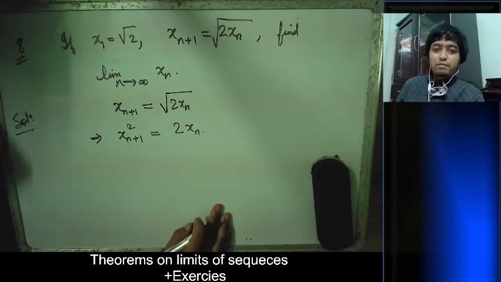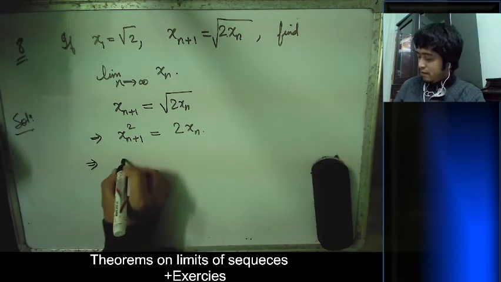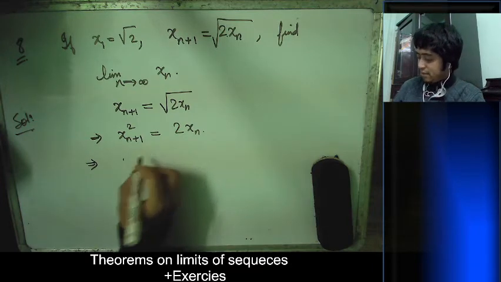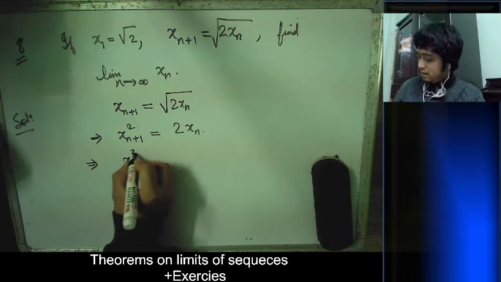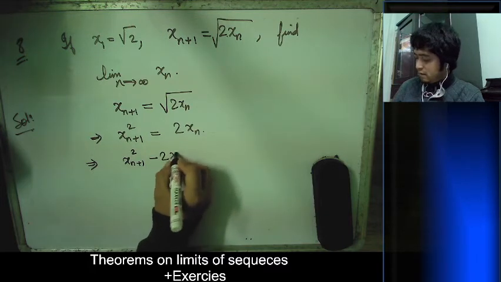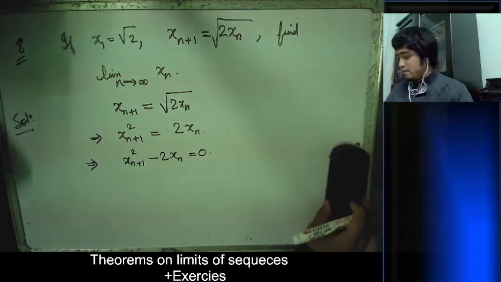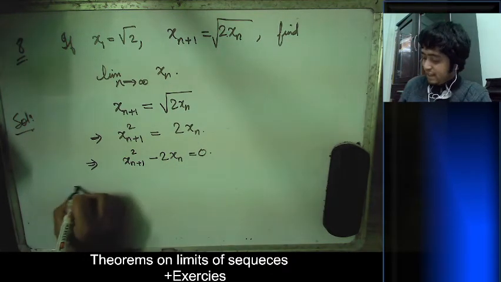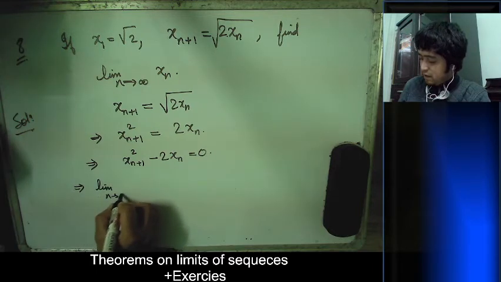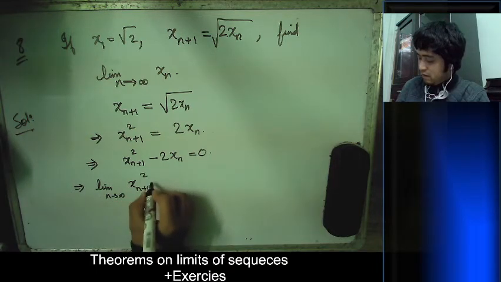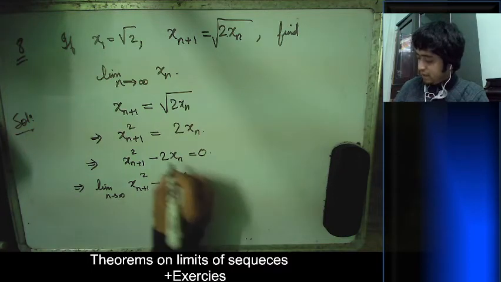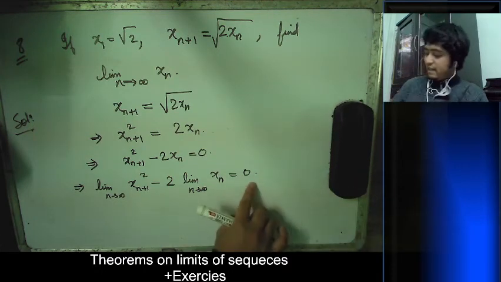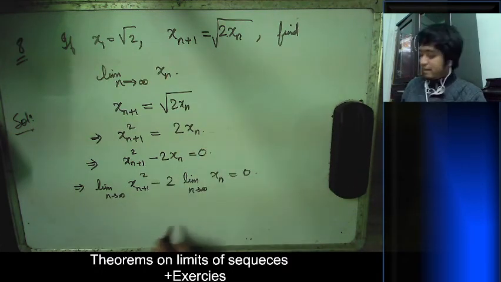Now what will we do? We can write this one like this. So after writing it in this way, now we will take the limit. 2 is a constant. You can take it outside of the limit. It won't influence anything. And limit of 0 is 0. So I'm writing it directly.